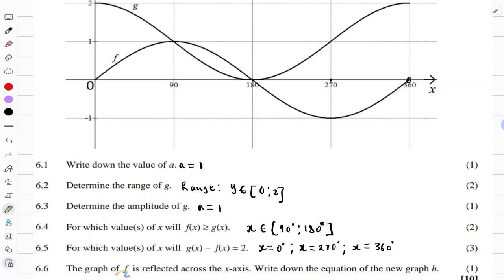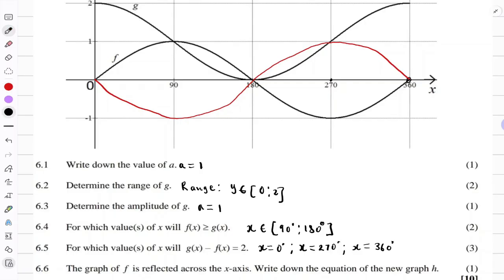And the final question says the graph of f is reflected across the x-axis. Write down the equation of the new graph of h. So when you think of the word reflected, you think of a mirror. So we need to reflect this function about a mirror. We have to mirror it, and in this case our x-axis is the mirror. So think of the x-axis as a mirror. So if you reflect f about this mirror, you expect to see a graph of h that looks like this. So this will be our reflection about the x-axis.